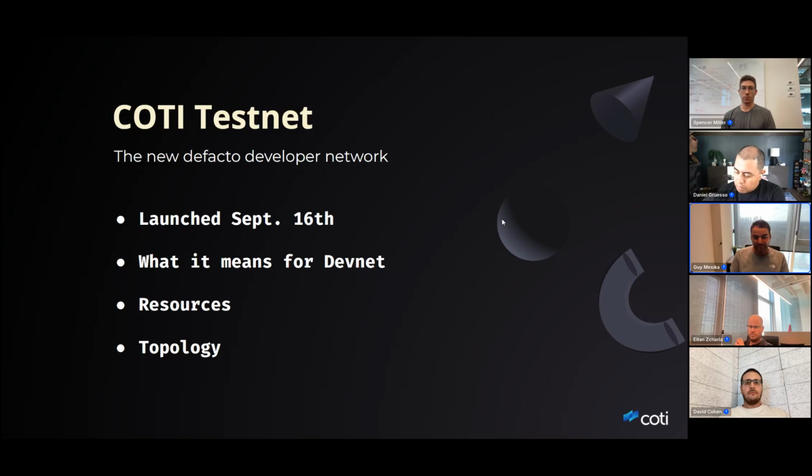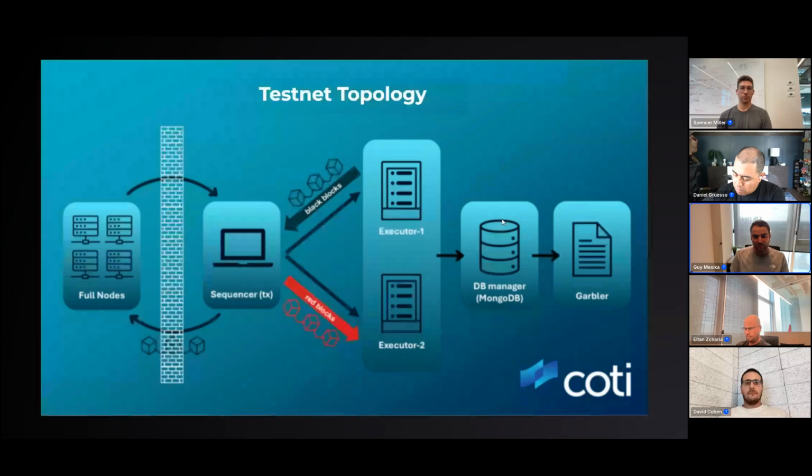About the resources, we'll cover all the SDKs and all the things you need to know in order to start using testnet. It's a bit different from devnet, and we'll cover that. And topology. What you see before you is a high-level topology of how the testnet looks, which basically means we have the full nodes, okay? And we have the full node today. It's the validator. You probably saw it in the uptime.coti.io.